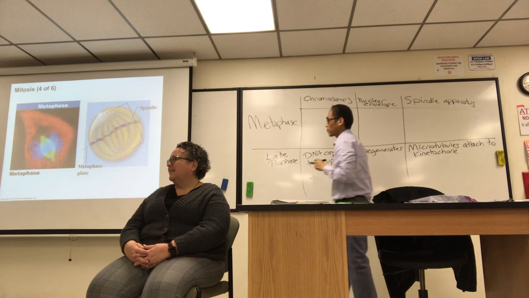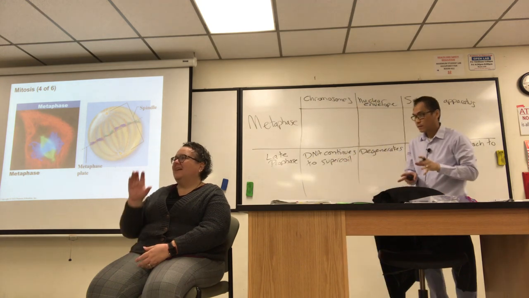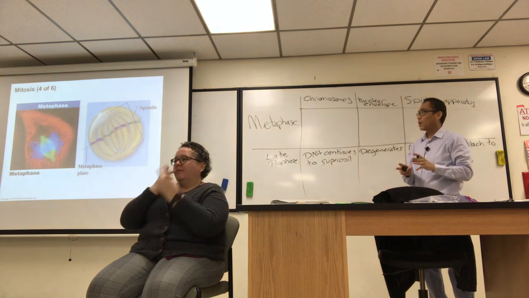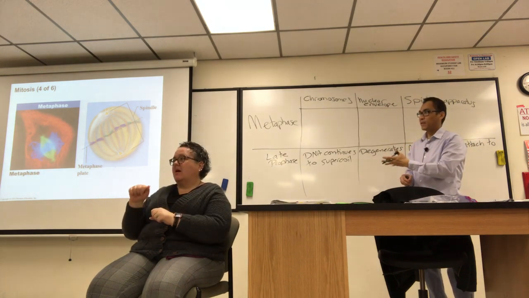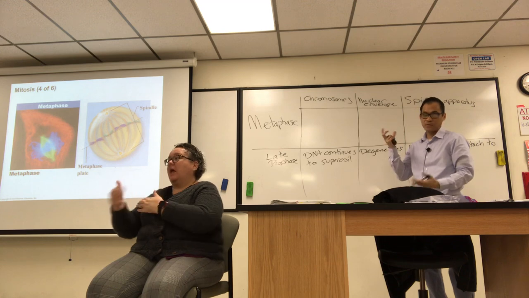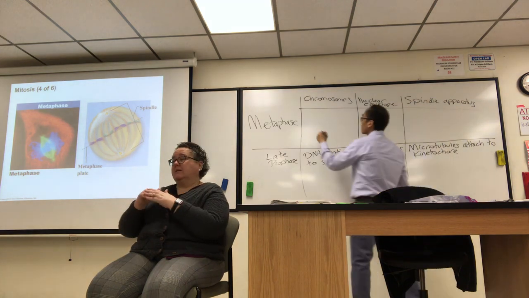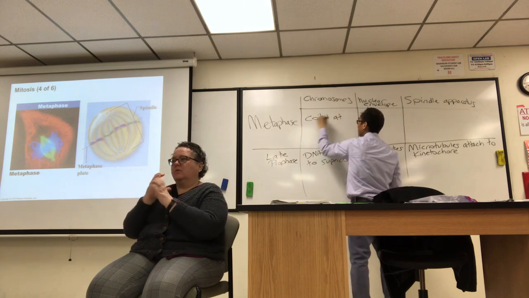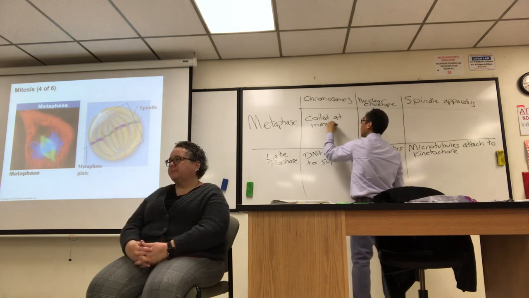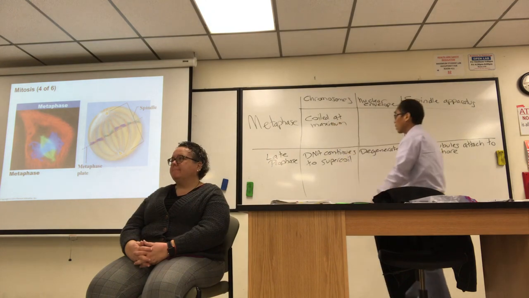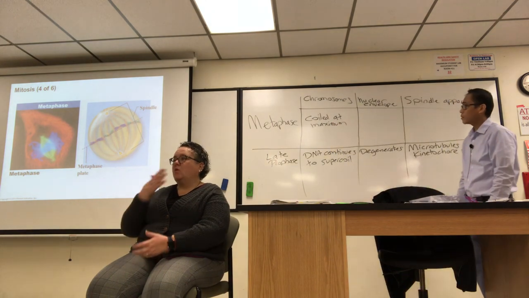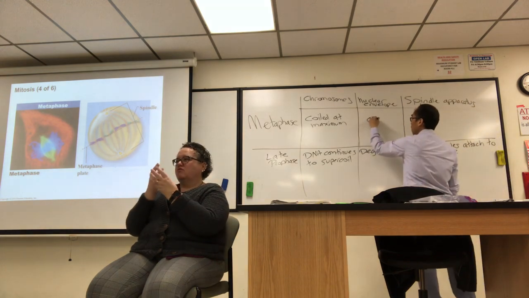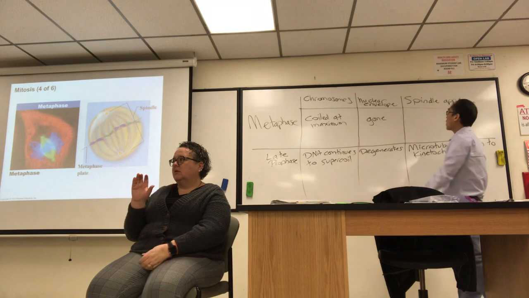Metaphase, the coiling is at its max. Chromosomes are most visible at metaphase or anaphase, the next step, because the coiling is maxed out. They're easy to see with a microscope. Coiled at maximum. So they're good to move around, and the nuclear envelope is completely gone at this point. Gone. And you just see that big spindle in the cell.